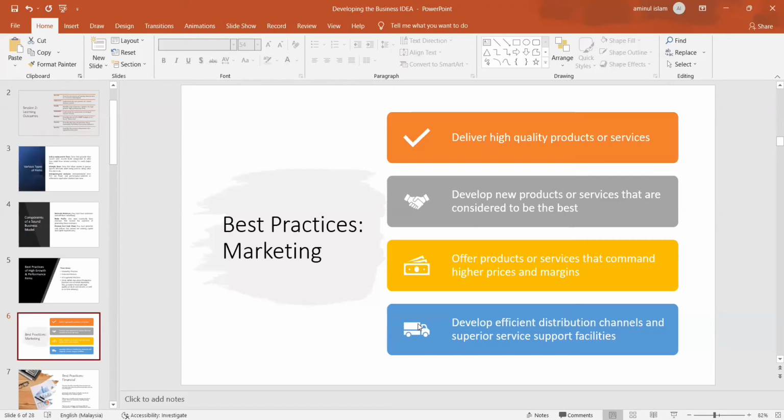Offer products or services that command higher prices and margin. That is basically to make sure we generate enough revenues. Okay, we end up having profits and we generate enough cash flows to meet daily obligations. So, offering products and services that command higher prices.